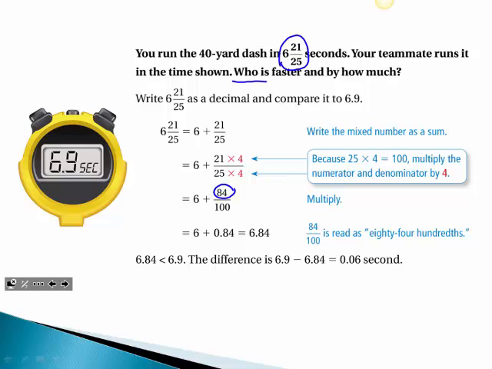And by how much? Because that's what it asks. Who is faster and by how much? You're faster than your teammate by 0.06 seconds. See how that works? All right. That is the end of this lesson. Please take your time and try both of the methods we learned today. Okay? If you have any questions, let me know.